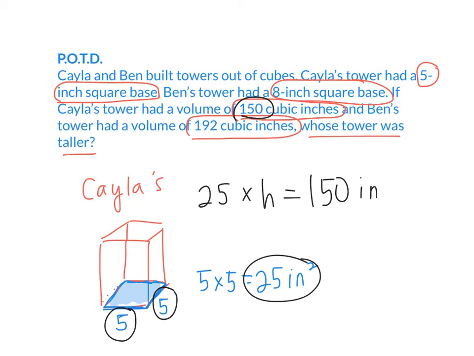So how can we find what the height is? Jaden? 25 divided by 150. We do 25 divided by 150? No, 150. Be careful with how you say it. It's 150 divided by 25. Which is what, you guys? 6 inches. That means how tall is Kayla's tower? 6 inches tall. You can repeat this process to find the height of Ben's tower.